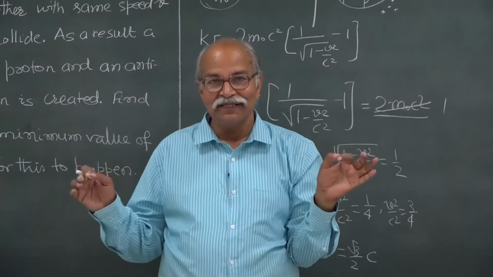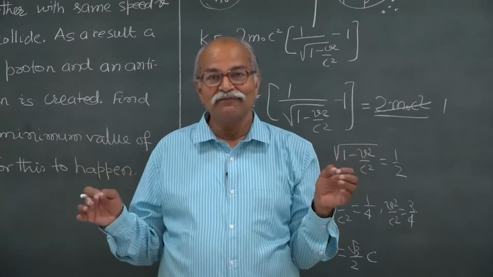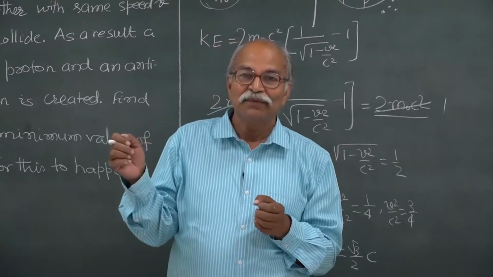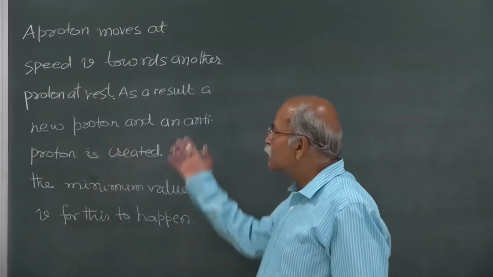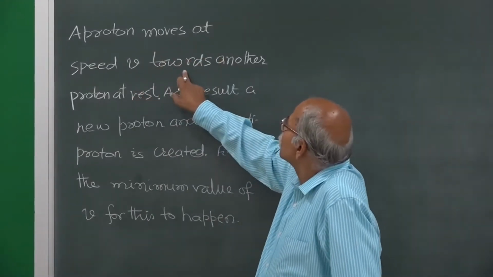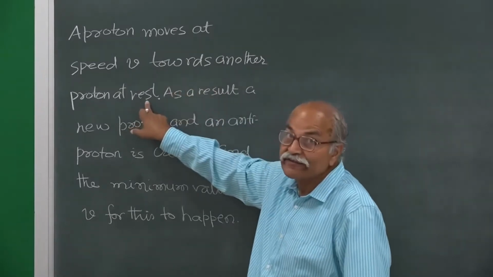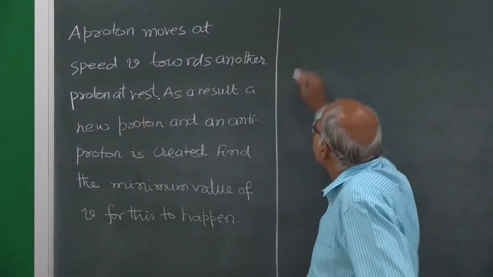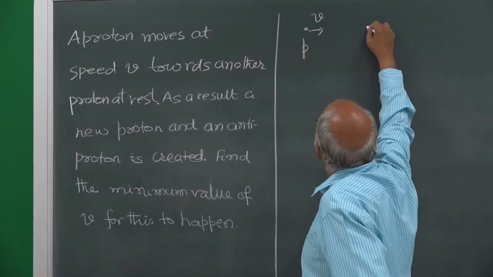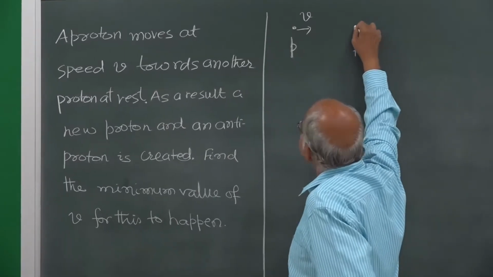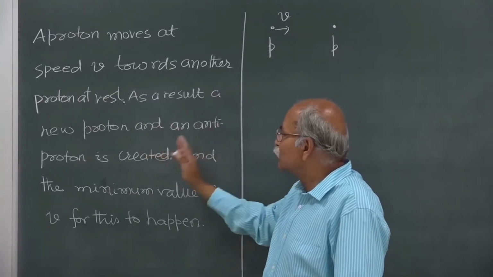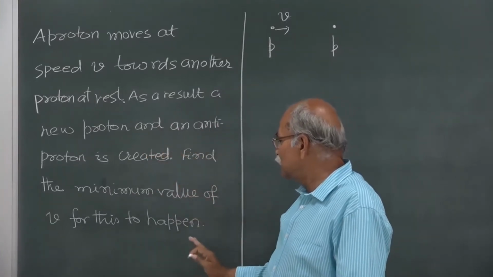but now the 2 particles in the lab frame will not be going towards each other, one proton will be hitting another proton at rest. So, here is the question: a proton moves at speed v towards another proton at rest. So, now I have a proton which is moving at speed v towards another proton, and this proton is at rest. As a result, a new proton and an antiproton is created. Find the minimum value of v for this to happen.